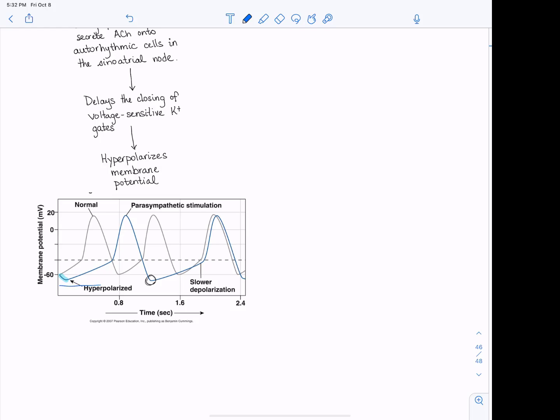So again, the outcome here is going to be to lower the heart rate by increasing the length of time for the pacemaker potential, and that's done mostly by hyperpolarizing the membrane potential.